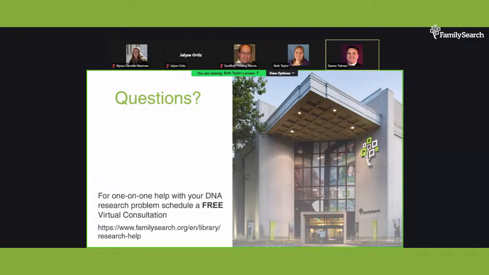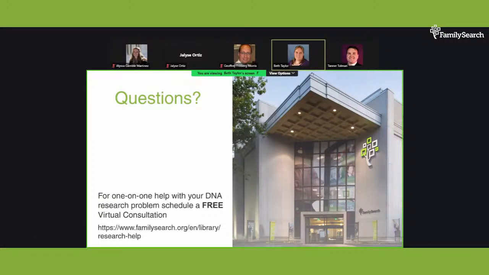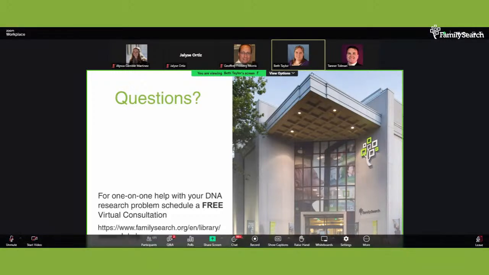One thing I wanted to point out for those who are looking to buy a test is that this is the time of year to get DNA tests because they all go on sale around DNA Day. So definitely take a look at what sales are going on for the various companies.